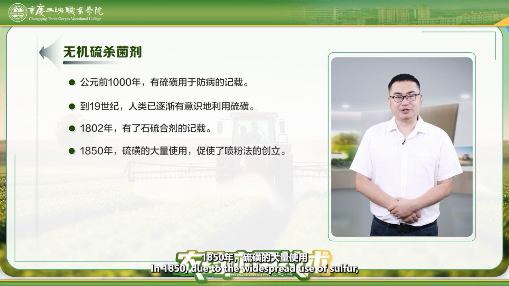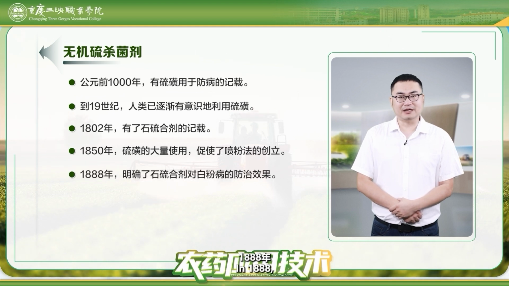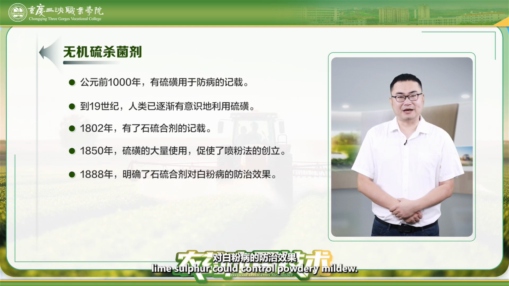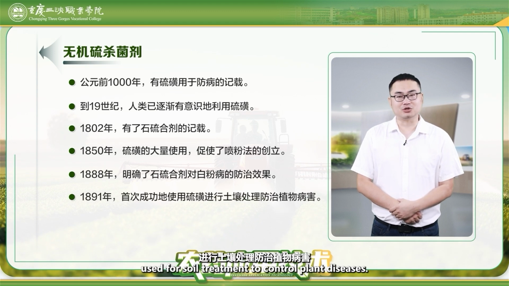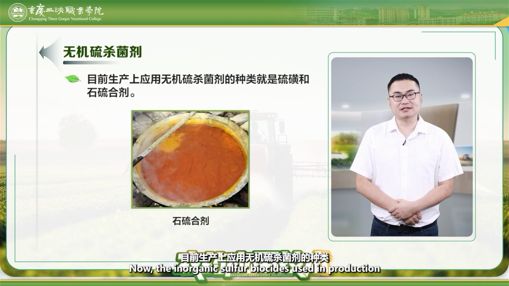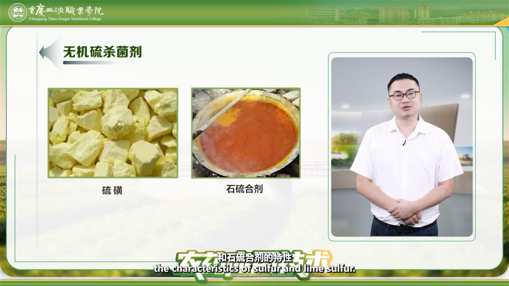In 1850, due to the widespread use of sulfur, the powder spraying method was developed. In 1888, it was proven that lime sulfur could control powdery mildew. In 1891, sulfur was first successfully used for soil treatment to control plant diseases. Now, the inorganic sulfur biocides used in production are sulfur and lime sulfur. Now, let's take a look at the characteristics of sulfur and lime sulfur.